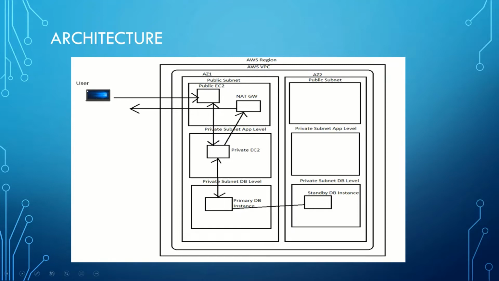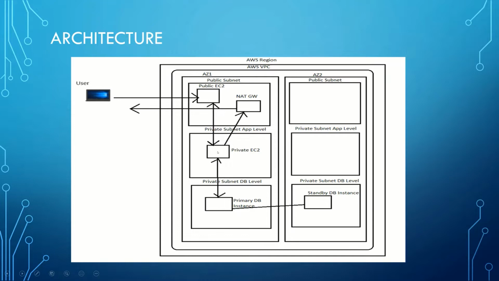For example, the user will only be able to connect to the instance on the public subnet, that is the public EC2 instance, and we will have SSH access to this instance. Once we connect to this instance, it will act as a bastion host or jump box, and from here we will be able to access the instance on the application layer. Here we are going to have another instance which doesn't have access to the internet, only the private EC2 instances.